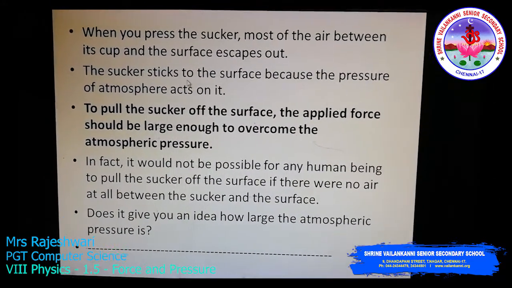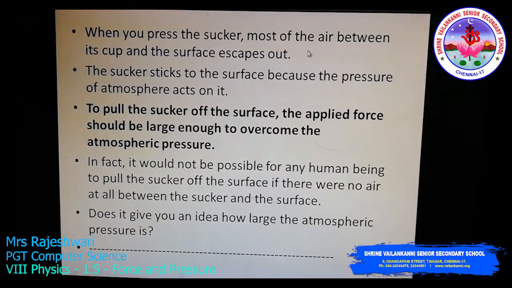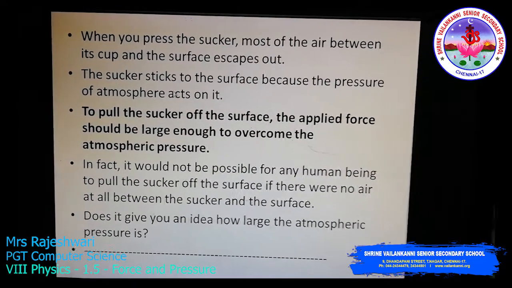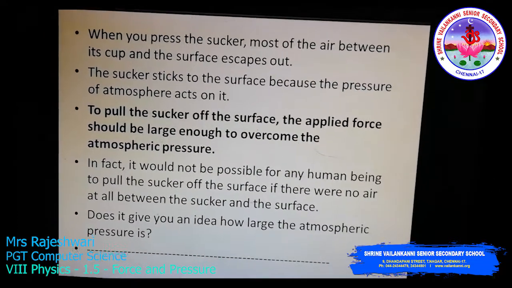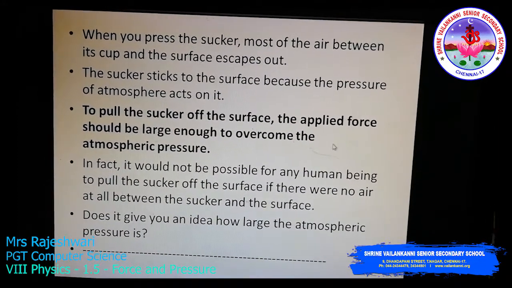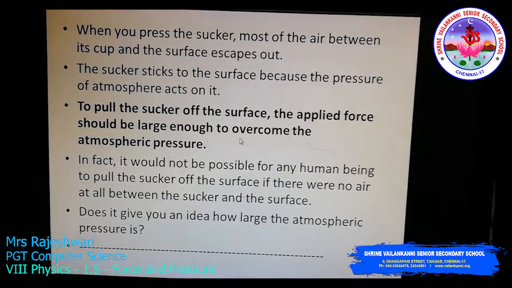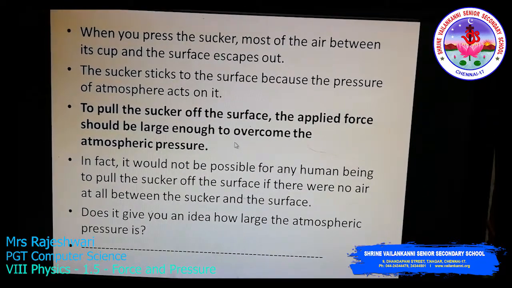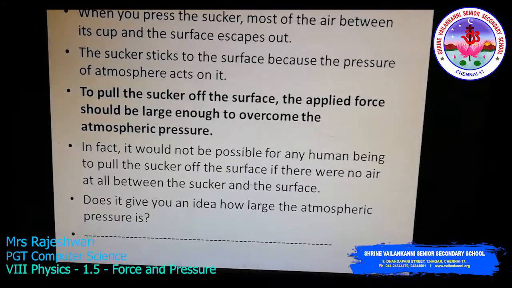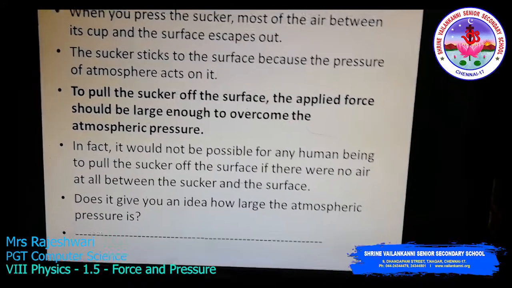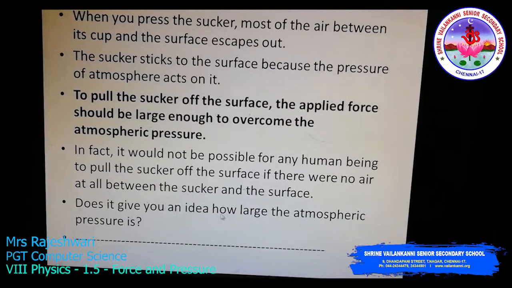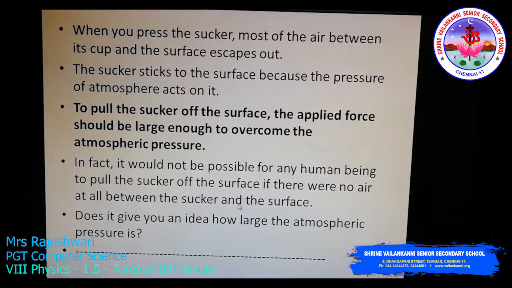So, see here. When you press the rubber sucker, the air between the cup and the surface escapes out, and once it escapes, the sucker sticks to the surface. So to release the sucker from the surface, you have to apply a force which is large enough to overcome the atmospheric pressure. Only when you put some large force on the rubber sucker will you be able to pull it off the surface. So now you would have got an idea how large the atmospheric pressure is around us. Got it? I hope you understand this topic, children.